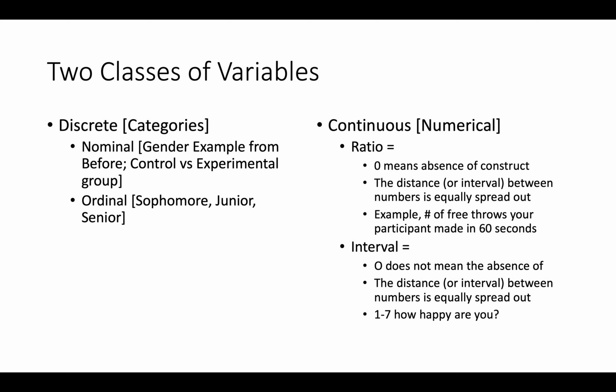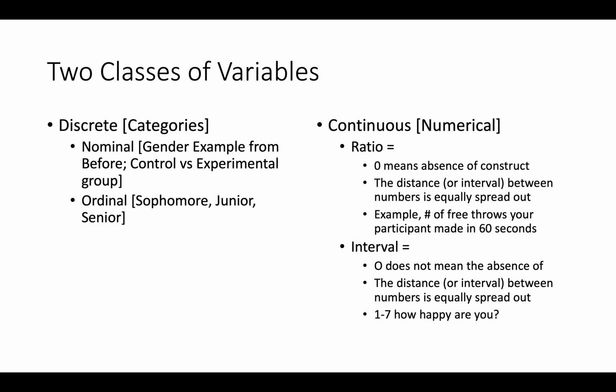So in the example of free throws, 0 free throws means you made 0 free throws. No big deal, right? So in that case, that's a ratio measure. That's a ratio variable. If 0 does not equal the absence, we have an interval variable. Take that 1 to 7, how happy are you question. That's an interval measure.